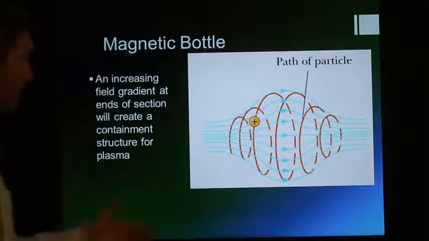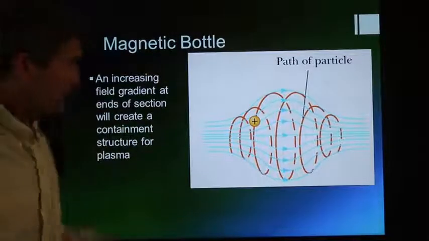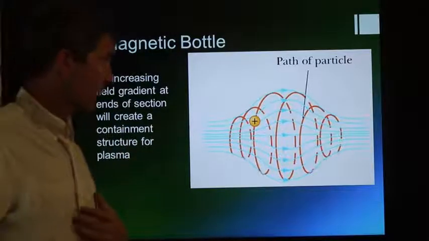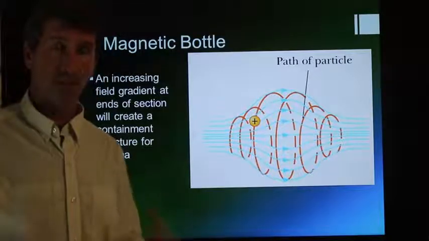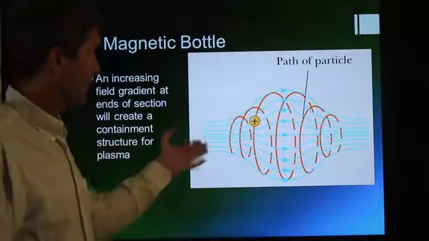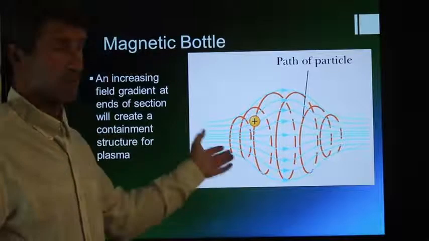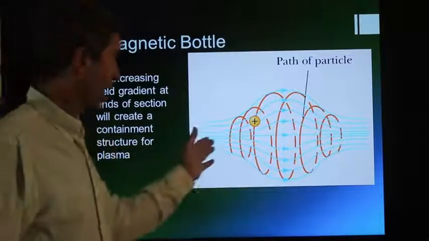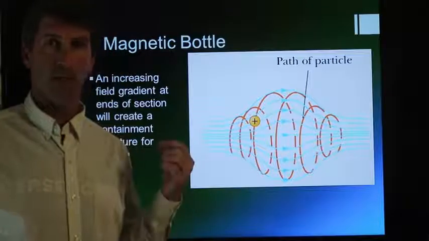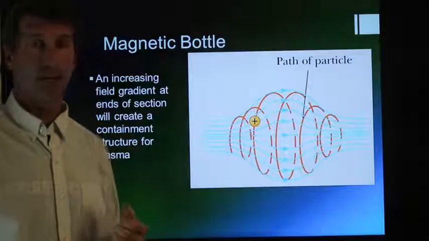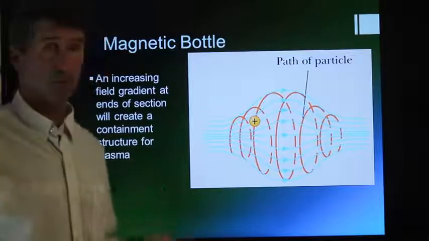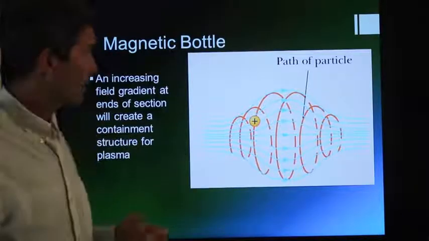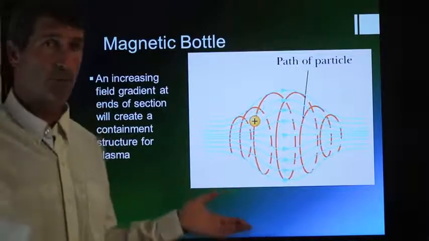For instance, if we have this positive ion right here, or a proton trapped in a magnetic field, the magnetic field looks like this, we can force it along the magnetic field lines so it can never escape. At each side, we increase the strength of the magnetic field and essentially create what's called a magnetic mirror. This is a way we can actually trap plasma.